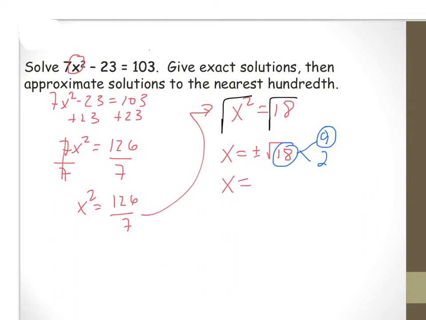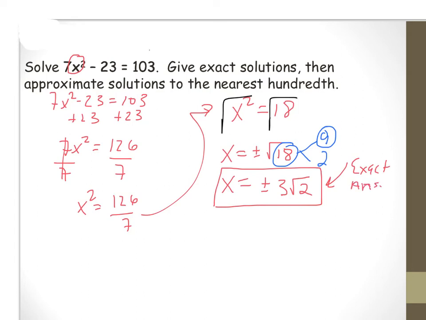3. So I'm going to keep the plus or minus out in front. The 3 is the square root of 9. I take that out. And the 2, we can't take the square root of that. That is my final answer. This is an exact answer. So if I'm looking for an exact answer, that's what you're going to give me. Okay? That's an exact solution.